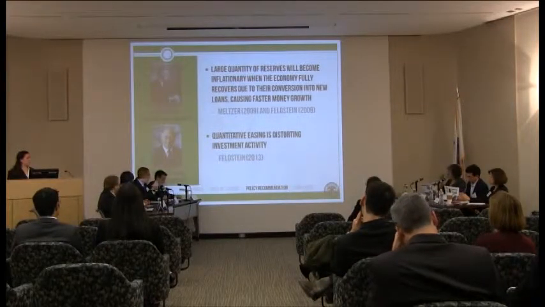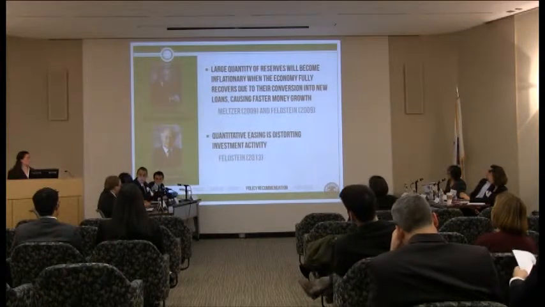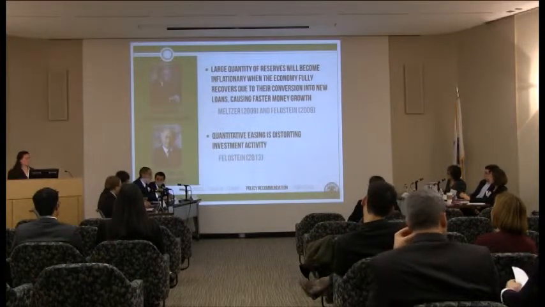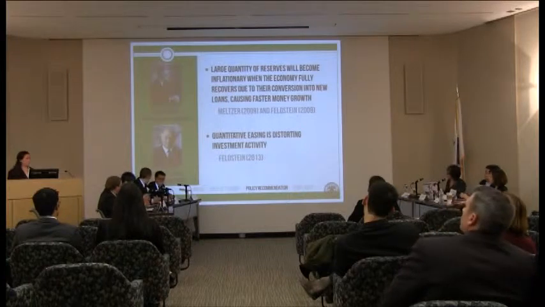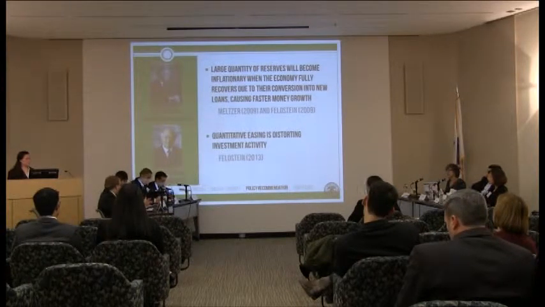Economists Martin Feldstein of Harvard and Alan Meltzer of Carnegie Mellon share similar concerns, that the large quantity of reserves will become inflationary when the economy fully recovers, because these reserves will be converted into new loans, causing faster money growth. Speaking of Feldstein, he also writes about how investment activities are distorted by quantitative easing. This is another reason that we should end QE.